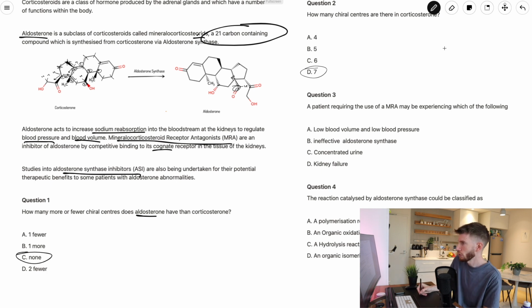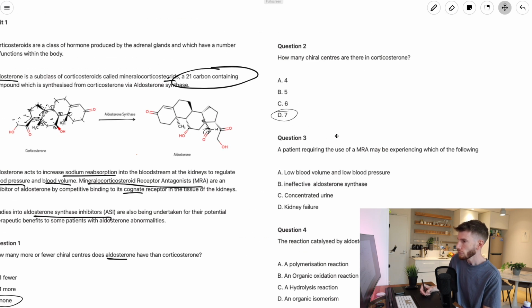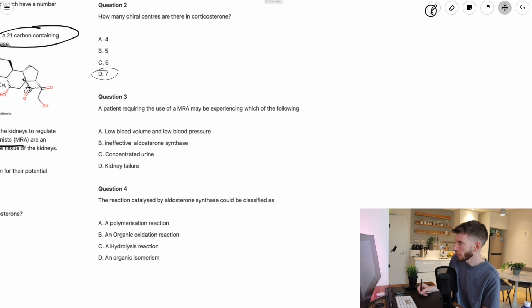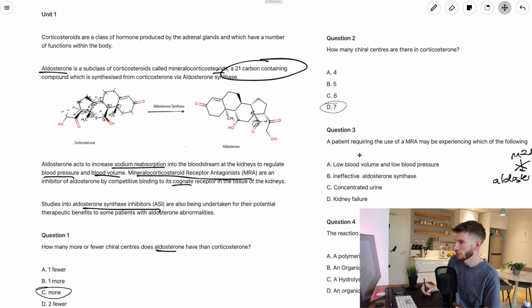So then which of the following would be experienced by a patient that requires the use of one of these inhibitors? So really then what I'd do is try to create a pathway. So it just says aldosterone, like this. We then have the MRA blocks the aldosterone. I like to just do arrows with a cross on it like that. And I go, well, what was the effect of aldosterone here?